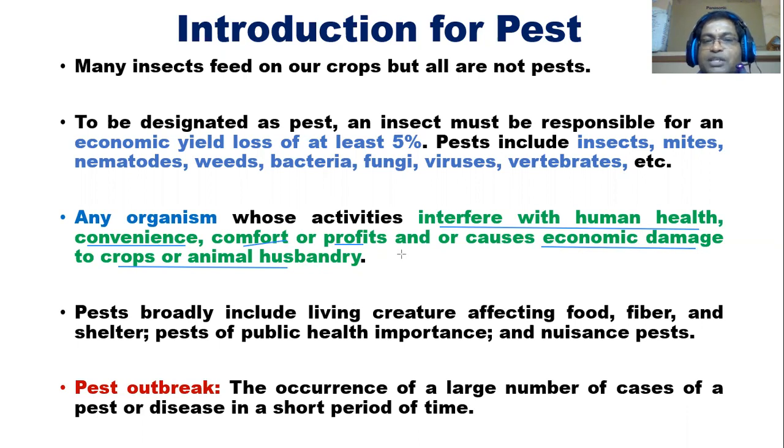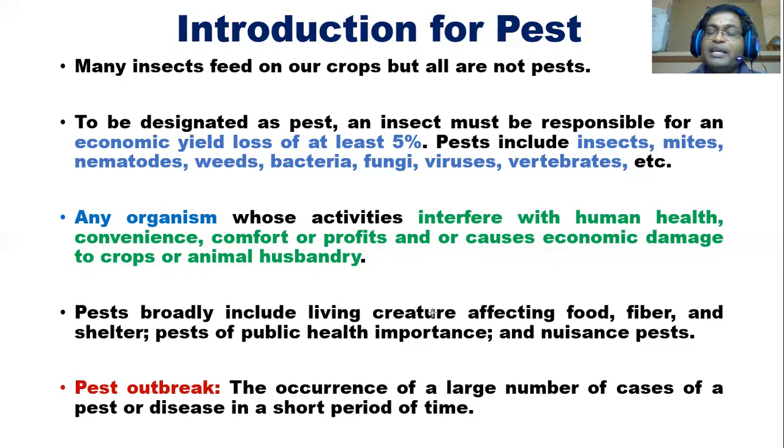If you are taking pest as a broad category, it is any organism or living creature that is affecting the food industry, fiber industry, or shelter. For example, if you are building a home, termites may be the problem. There are also pests of public health importance, for example mosquitoes and bedbugs, and nuisance pests. Some insects may migrate, and while migrating they create road accidents. Or at night, if the road lights are blinking, the insects will be attracted and cause a public nuisance. We call those nuisance pests.